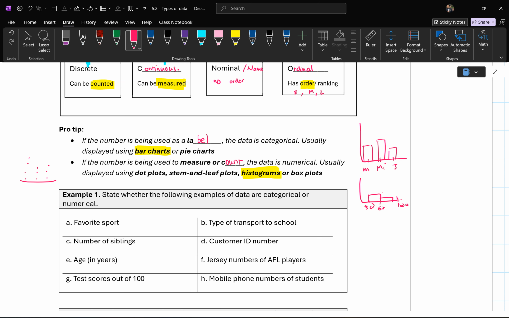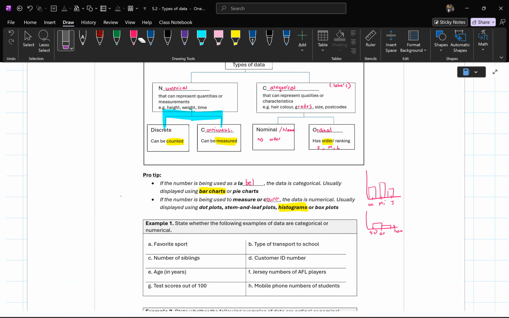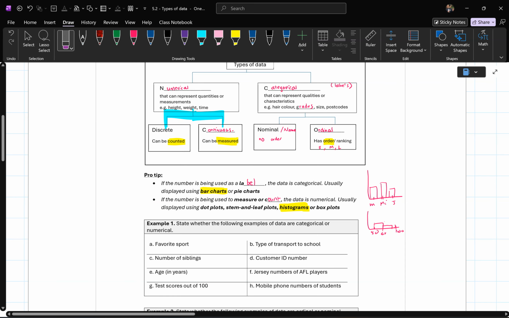What does the data represent? Is it a label or is it a number? Because a number tells us something. You can add all the numbers together and whatever the mean or the average is, it tells us something. But if I added labels, it doesn't make sense. Okay? So that's where at a year 12 level, you have to know the difference between the two.